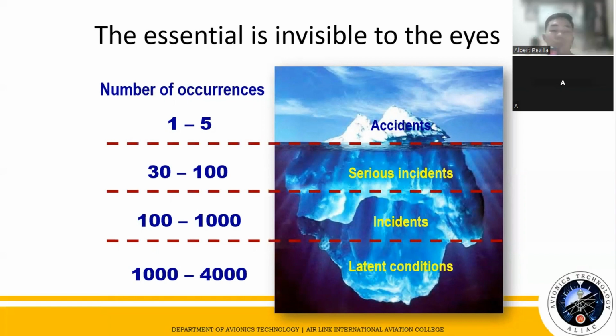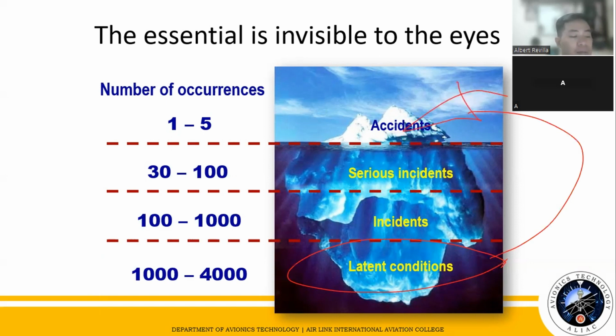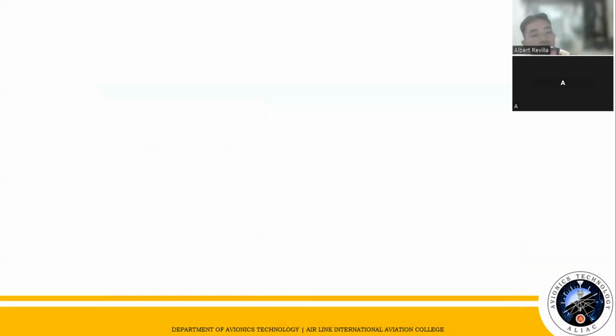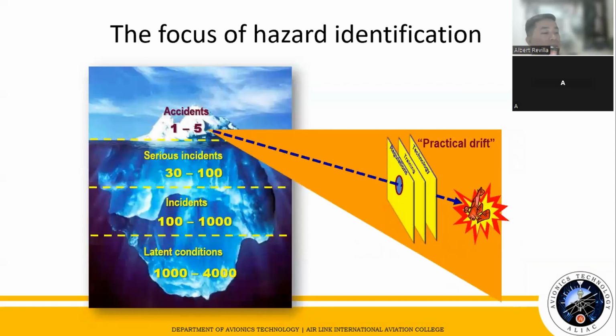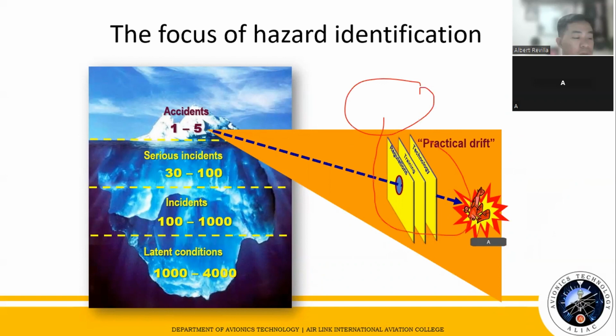But still, if i-connect natin, okay, if hindi mo na-identify as early as possible yung latent conditions, ito yung sinasabi natin bilang siyang pwede maging accident. So, the focus of hazard identification, ayan. Siyempre, if mag-focus ka sa accidents, makikita mo kaagad na ang iyong practical drift or yung pagkakamali is from maybe regulations agad, trainings, and technology. Yan agad yung maapektuhan or naapektuhan. Kaya ka nagkaroon ng catastrophe.